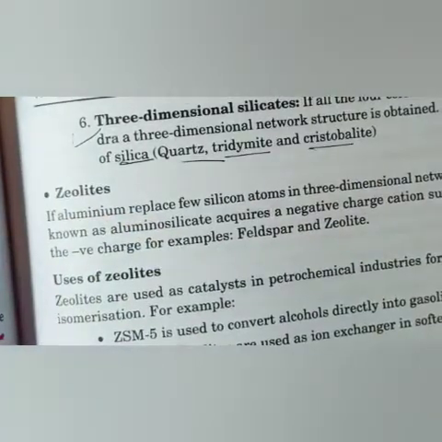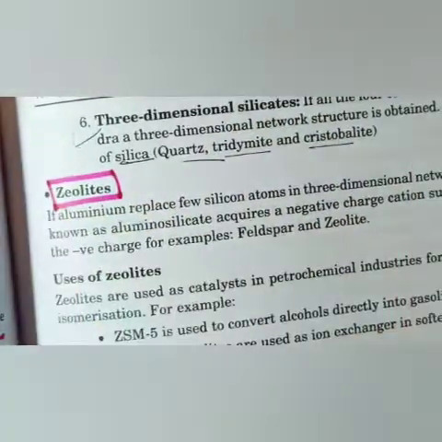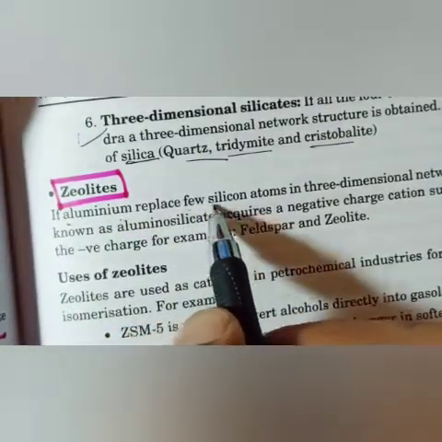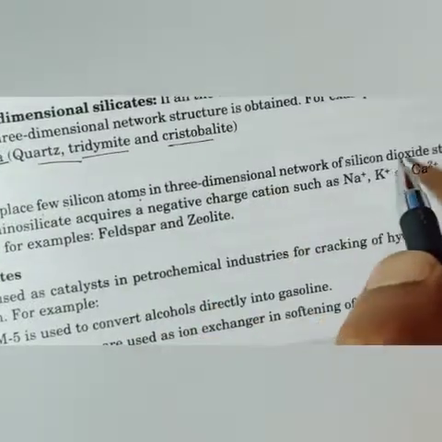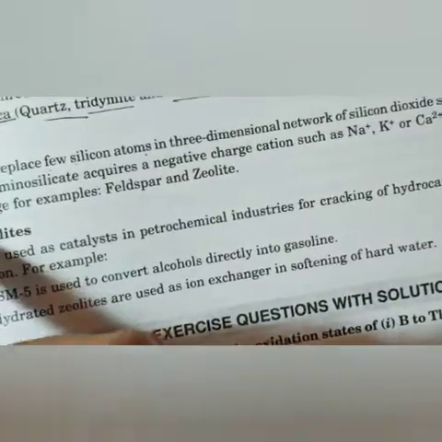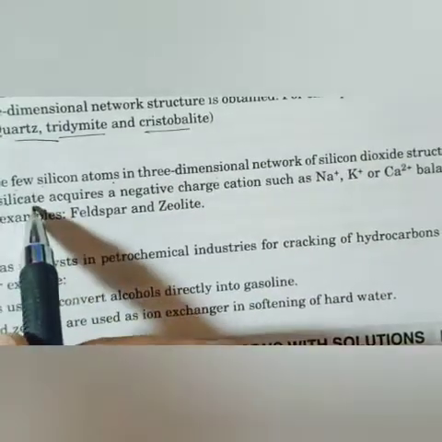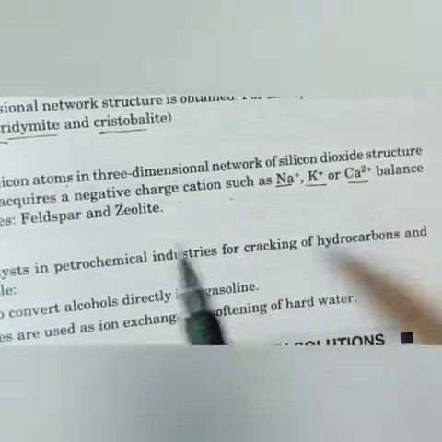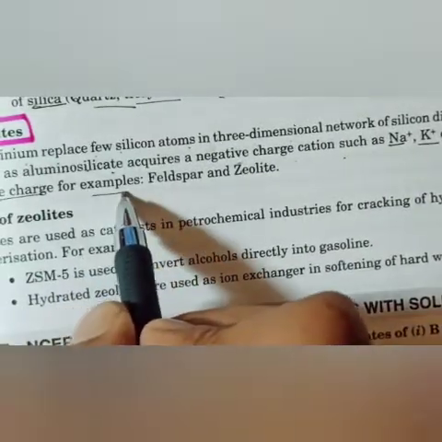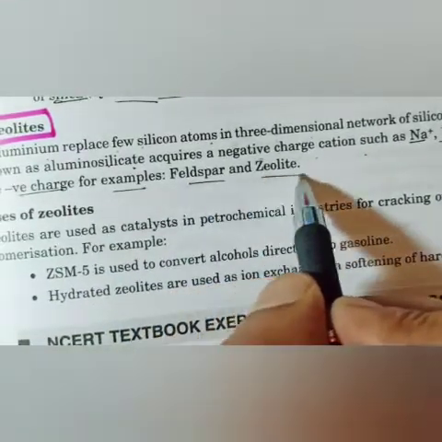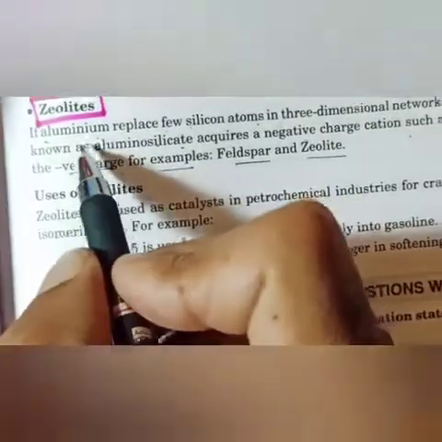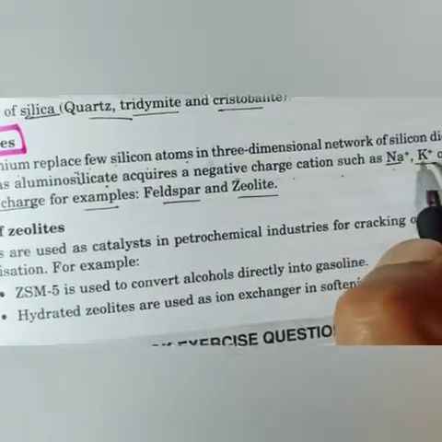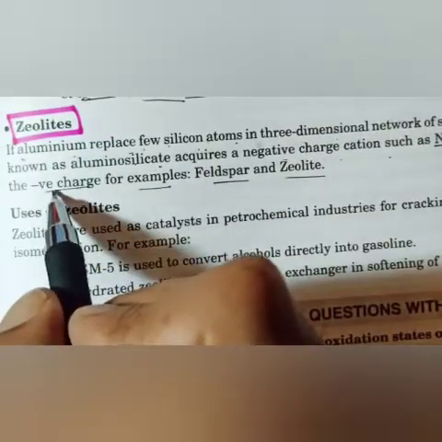Now, mostly this question can be asked in the exam: what is zeolite, and draw the zeolite. If aluminum replaces a few silicon atoms in the 3-dimensional network of the silicon dioxide structure, then it is known as aluminosilicate, which acquires a negative charge balanced by cations like sodium positive, potassium positive, calcium 2 positive. Examples are feldspar or zeolite. So zeolite is formed when aluminum replaces silicon atoms and the negative charge is balanced by sodium, potassium, calcium cations.